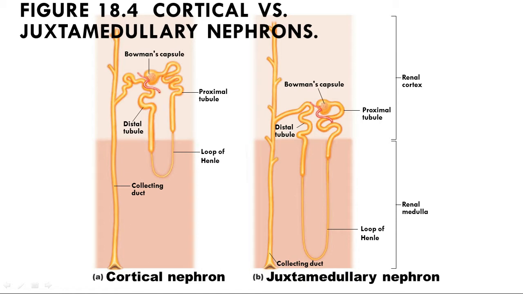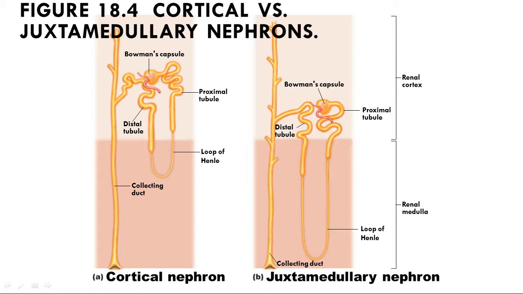Juxta means next to, right? So the juxtamedullary area is next to the medulla, the renal medulla. Juxtamedullary nephrons are next to the medulla, they're actually looped down more deeply into the medulla of the kidney. So the juxtamedullary nephrons have much longer loops when contrasted to the cortical nephrons.